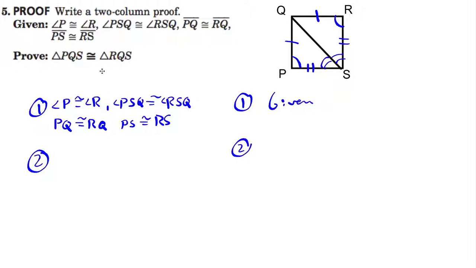All right, so number 2. Well, if I look here, look at that side, QS. That's a common side for both triangles, but doesn't it equal itself? So I can say side or segment QS is congruent to QS. And that's just the reflexive property. It seems obvious, but it's really important I say it because now I have, look at that, all three sides are the same.